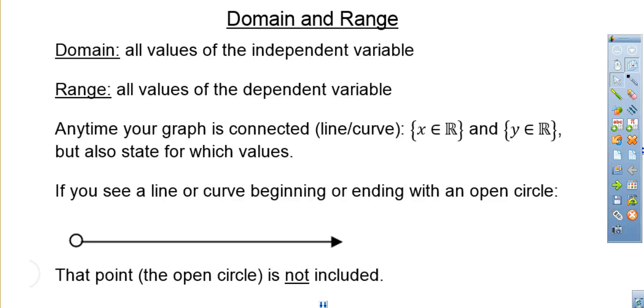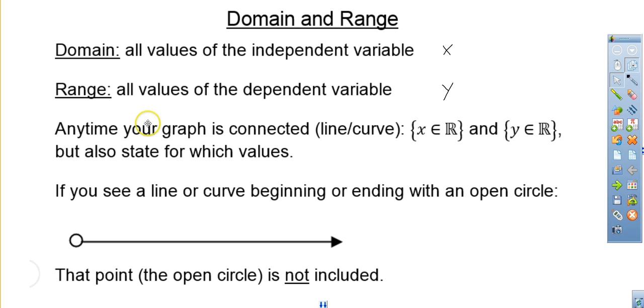Domain and range. We've talked about domain and range in terms of quadratic functions, but now we'll be applying that knowledge to different functions, including the functions that we learned about yesterday. So remember that domain is all the values of the independent variable, and the range is all the values of the dependent variable. So your independent variable is usually your x variable, your dependent variable is your y variable. Might not always be x and y, but usually it is.